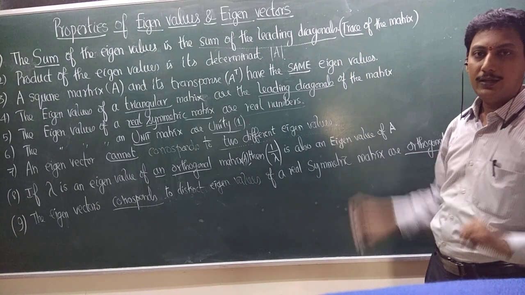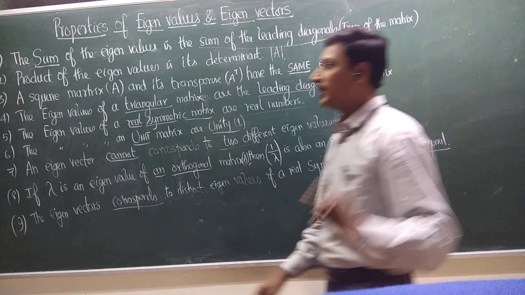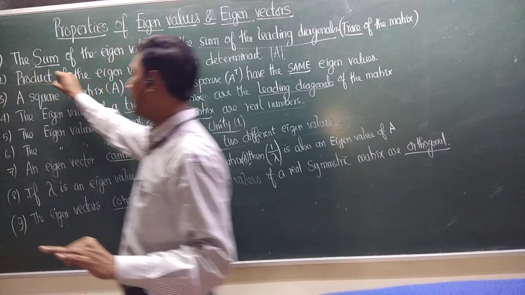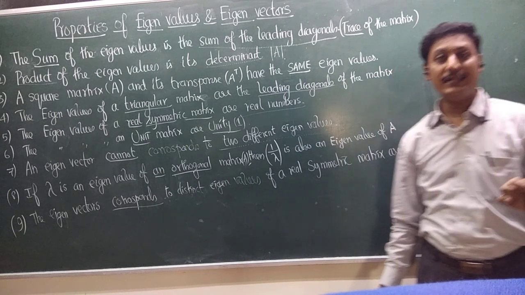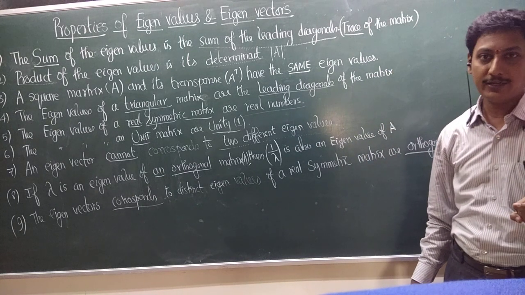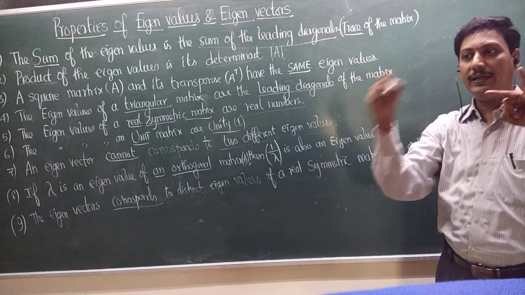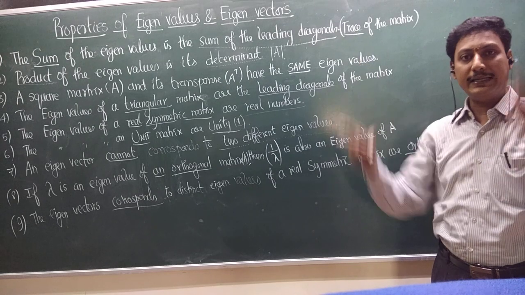Second property, the product of the eigenvalues is the determinant value. Right? So sum means the sum of the leading diagonal elements. Product means its determinant value.